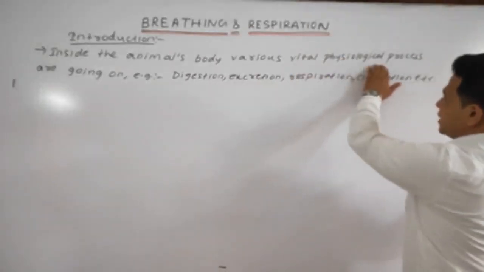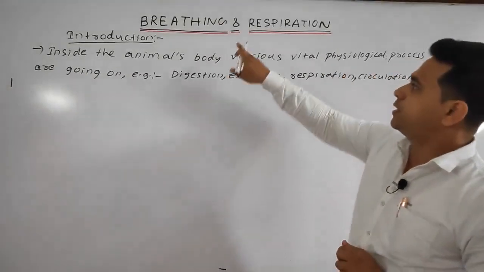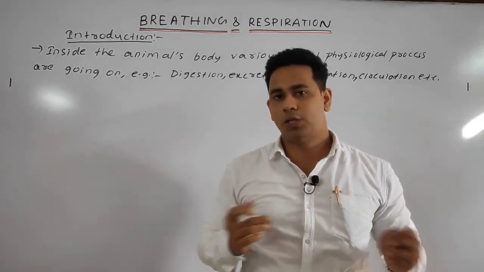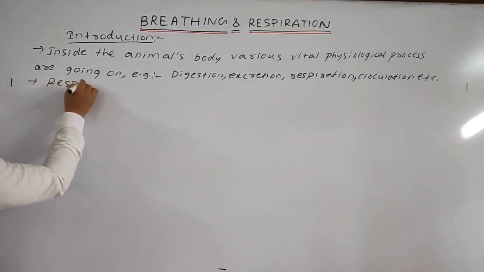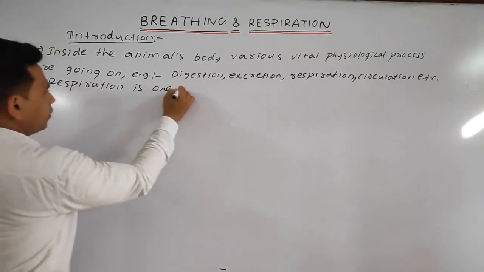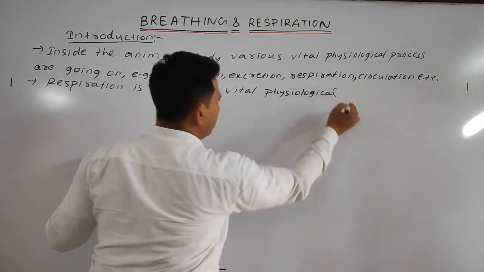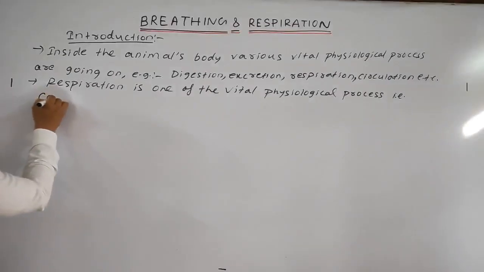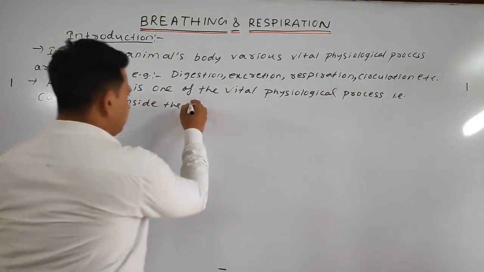Okay students, inside the animal's body, various vital physiological processes are going on. Common examples are digestion, excretion, respiration, circulation. Today our topic is respiration. Respiration is one of the important vital physiological processes that is carried out inside our body. So we can write: respiration is one of the vital physiological processes that is carried out inside the animal's body.